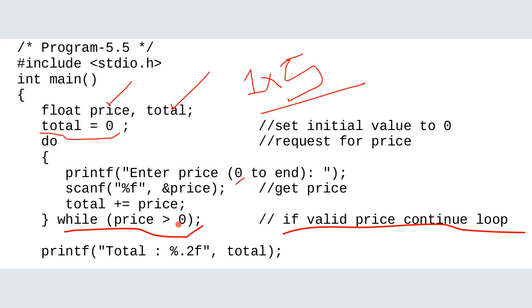The reason being, to make the program valid, the price of an item cannot be zero, and the price of an item cannot be negative. So just try to ensure that the program you're writing also reflects real world solutions. Okay. Yes.